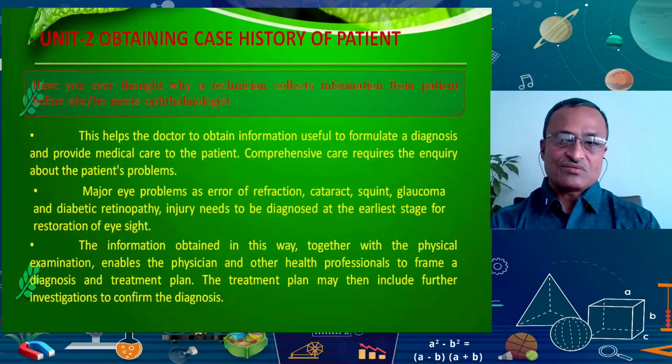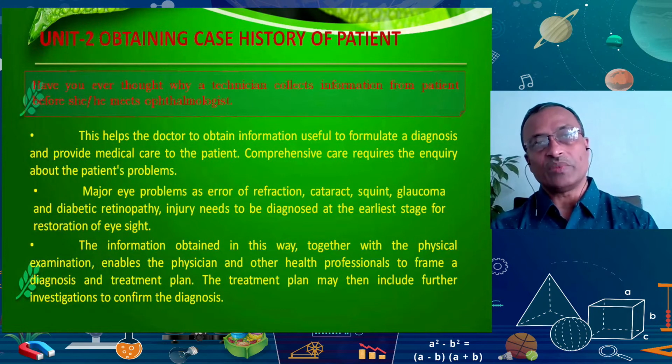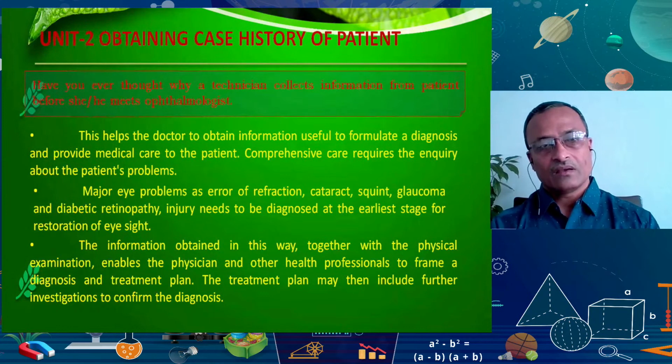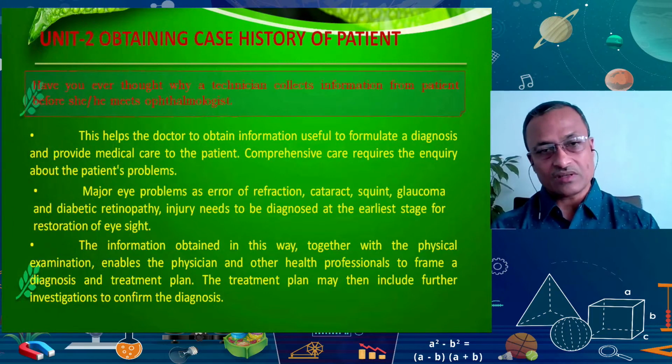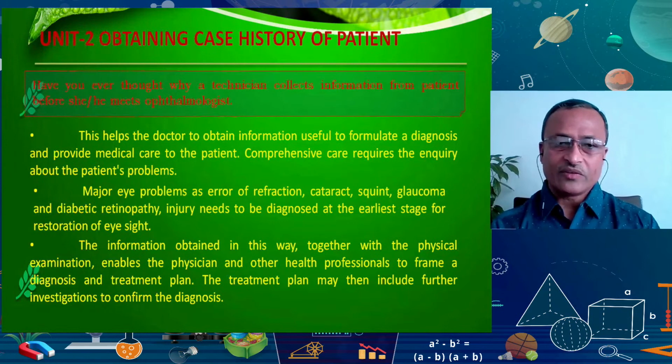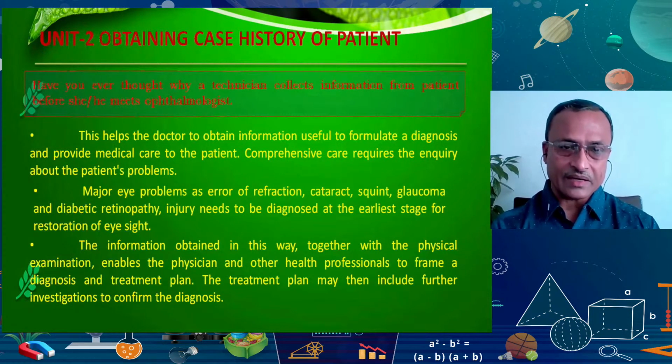Now, the major role of the vision technician is usually obtaining the case history of the patient once he is inside the vision clinic. You know how this information is collected by the vision technician, and why it is collected. It helps the doctor obtain information from the patient about their background, their working condition, and their medicinal allergic condition, if any. All this helps the doctor formulate the treatment of the patient in a proper way. The information obtained this way, together with the examination, enables the physician and other health professionals to diagnose and prepare a proper treatment plan.